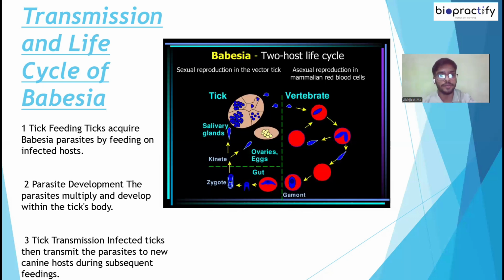The sexual phase of the Babesia life cycle typically takes place in ixodid ticks, which acquire and transmit the parasites during their blood meals.